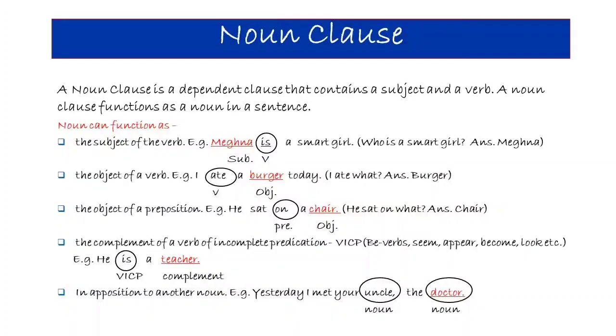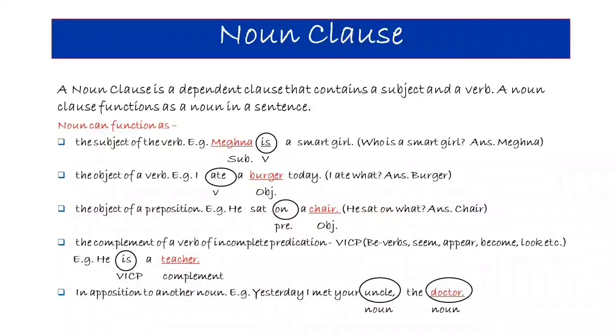Now let us look at the functions of noun in a sentence. Noun can function as the subject of the verb. For example, Meghna is a smart girl. Who is a smart girl? The answer is Meghna. Here, Meghna is the noun and it is the subject of the verb is.